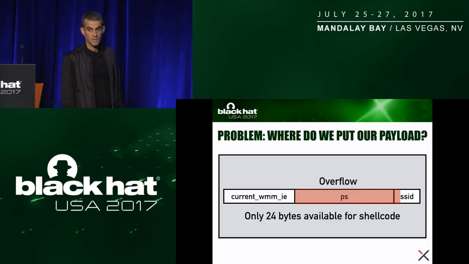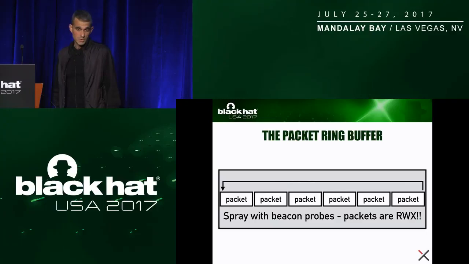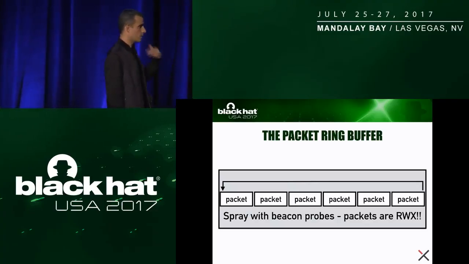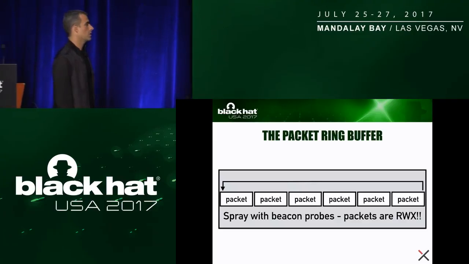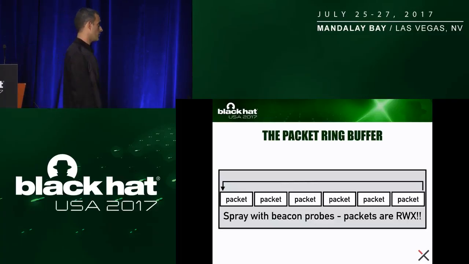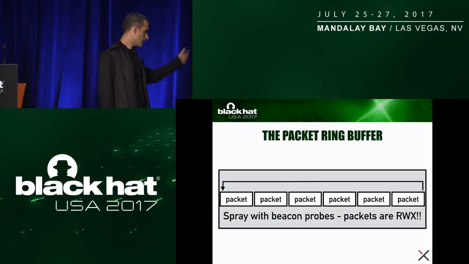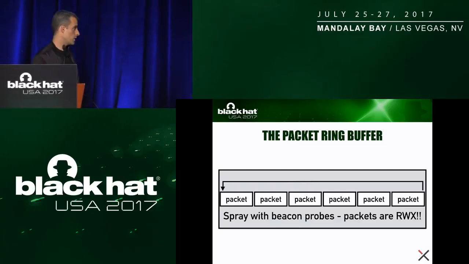There's a concept known as a ring buffer in network implementations, which is a circular buffer which holds packets as they come in, and then it overwrites the beginning of the buffer as the buffer gets filled up. And this is where packets are copied into after they're handled by the layer 1 chip. And this looked like a perfect place for us to put our payload.